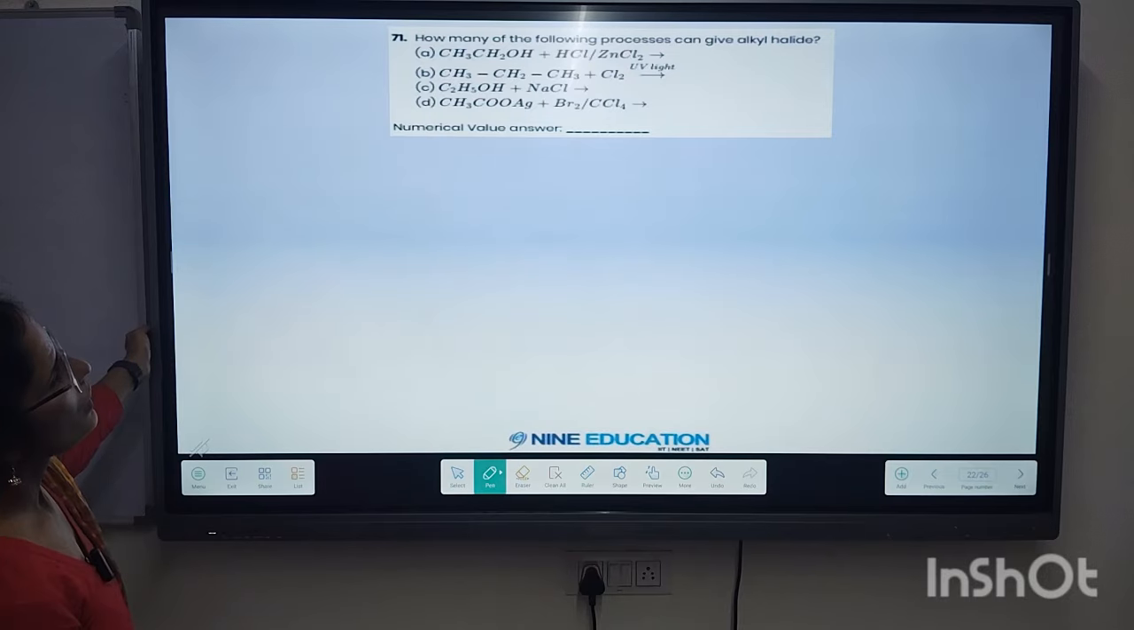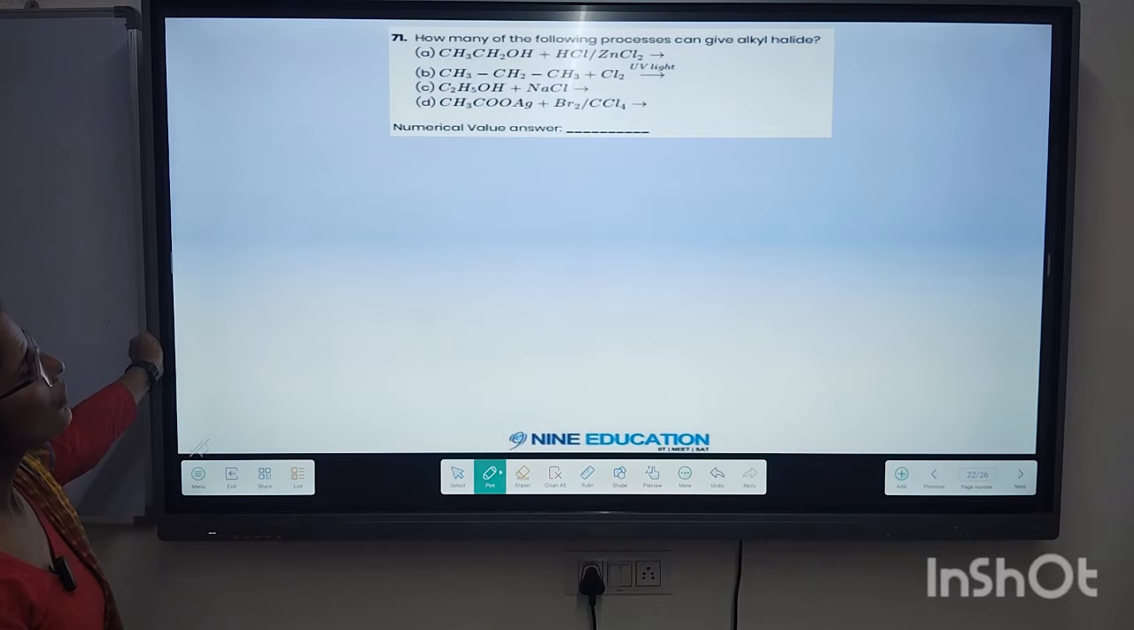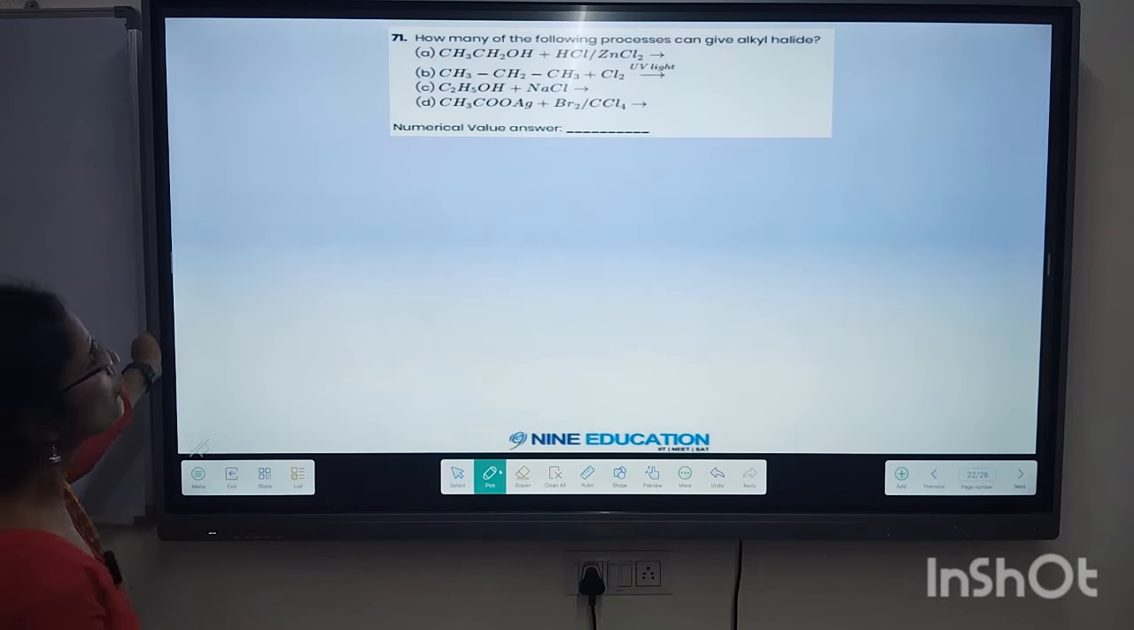Next we are having question number 71. How many of the following processes can give alkyl halide? Okay, we are having a total of 4 options: CH3CH2OH plus HCl, ZnCl2. Next we are having propane plus Cl2, UV light. Third we are having, likewise we are having fourth.